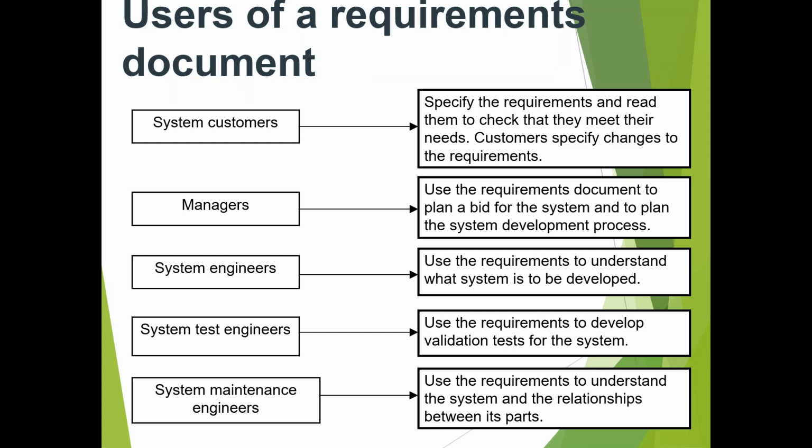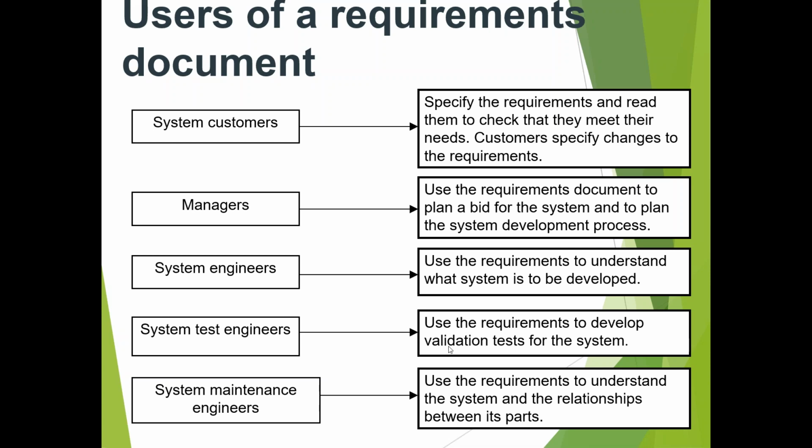Now, the system engineers, on the other hand, use a requirements document to understand what it is that they need to develop. And they use that also in the planning of how it is going to be developed. And when we get to modeling, you will understand how the system engineers use it, because it's really interesting. You have different types of models, and based on the requirements that are in the requirements document, you might want to use a particular modeling type rather than another one.